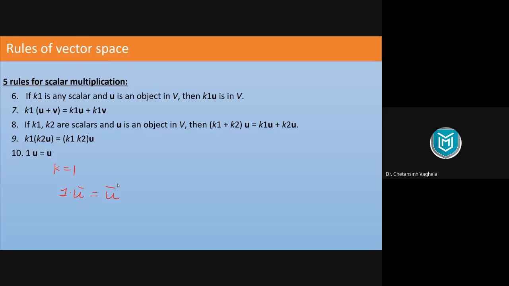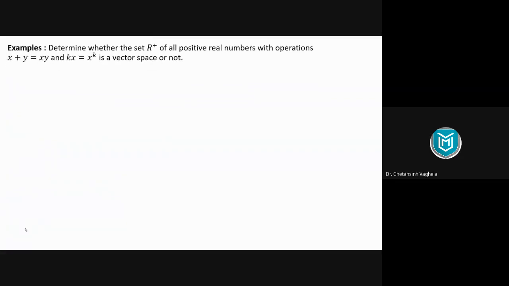Now let's try to understand these things by example. Only when we do examples will we know how these conditions work. So let's take one example. So first example, determine whether the set R plus of all positive real numbers with operations x plus y equal to x into y and k times x is equal to x power k is a vector space or not.